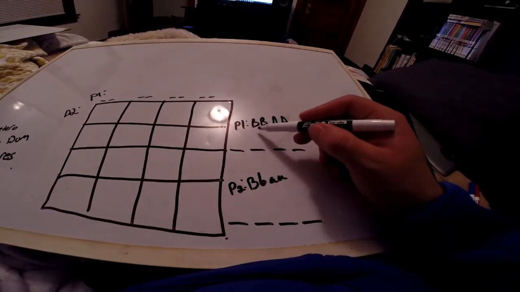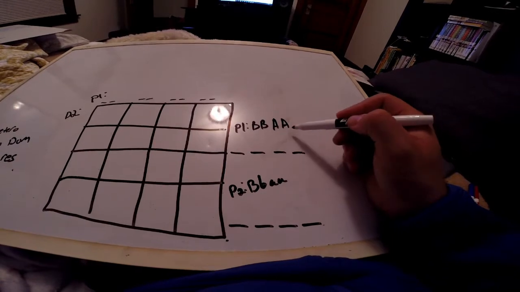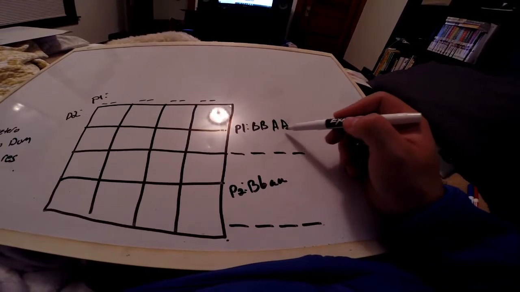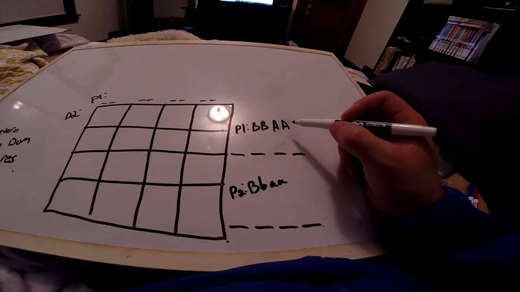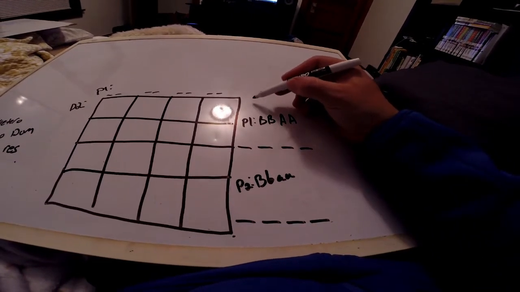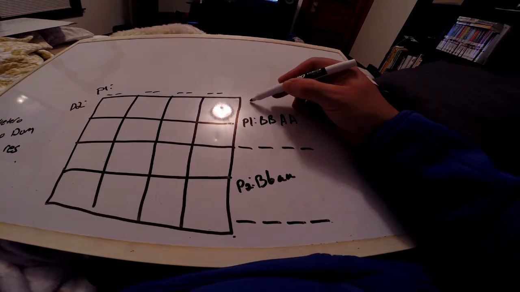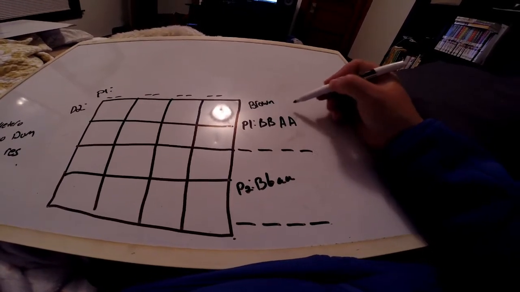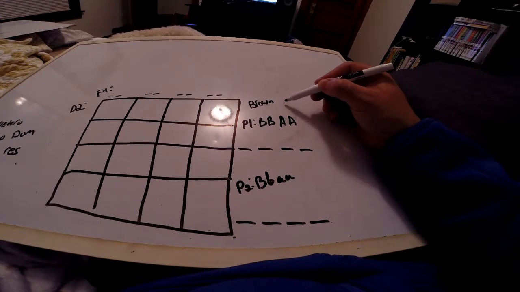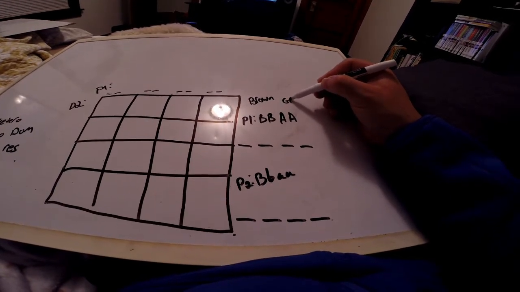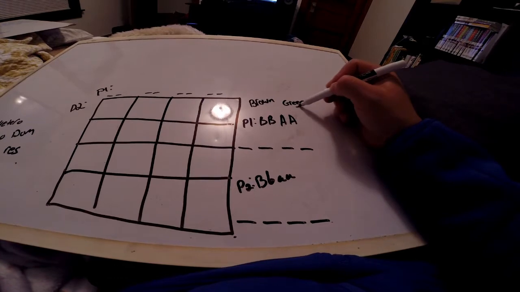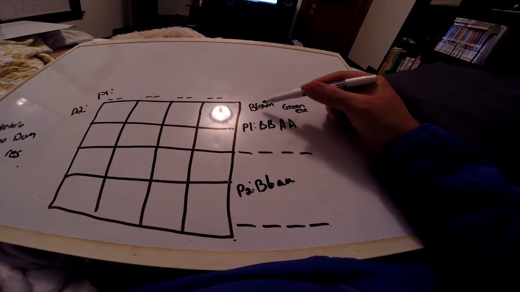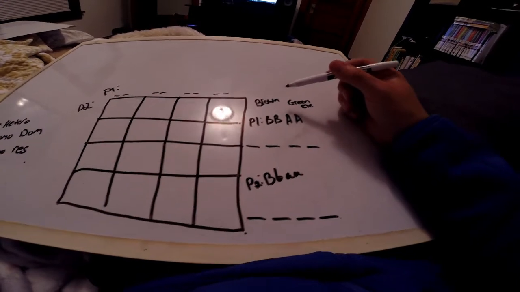Parent 1 is big B, big A. So it's homozygous dominant for this trait and homozygous dominant for that trait. Let's say B is for brown hair color, and A is for green eyes. So big A is dominant for green eyes, and big B is dominant for brown hair.